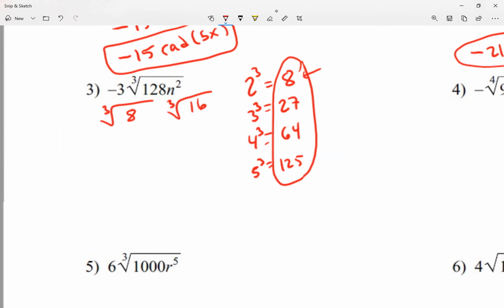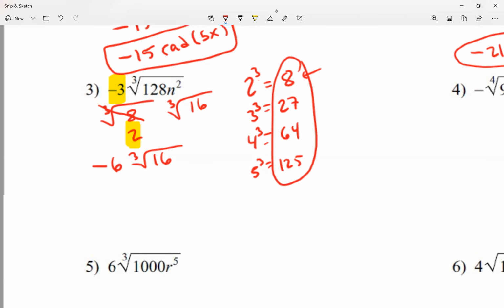I know the cube root of 8 is 2. So this gives me -6 cube root of 16. My -6, because I multiply this 2 with the -3 that I had outside to begin with. And then I look, the cube root of 16. Can I do better? In this case, I can.